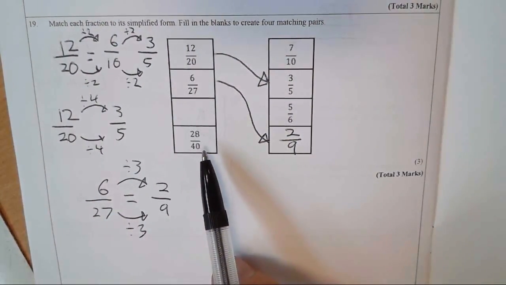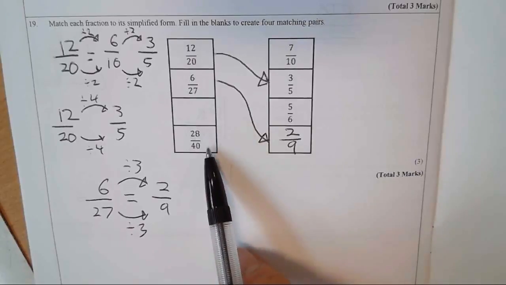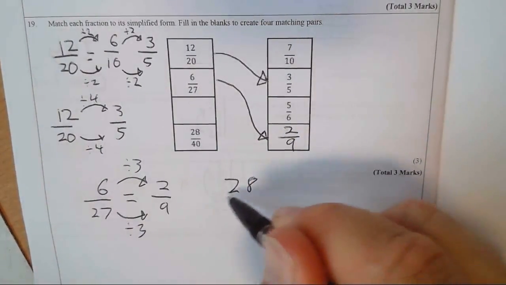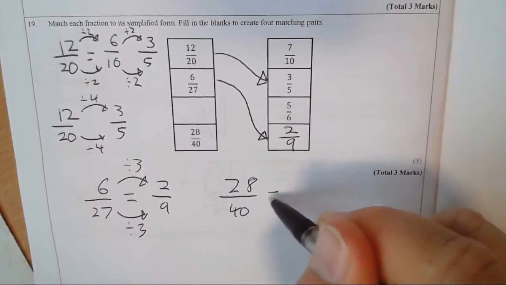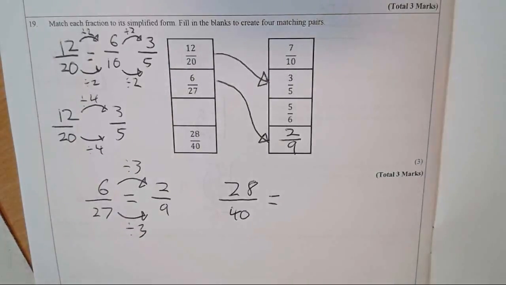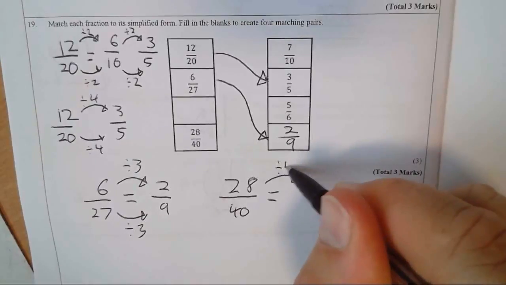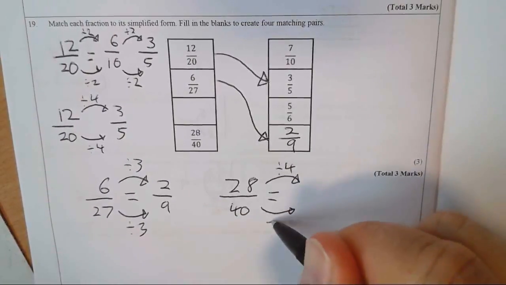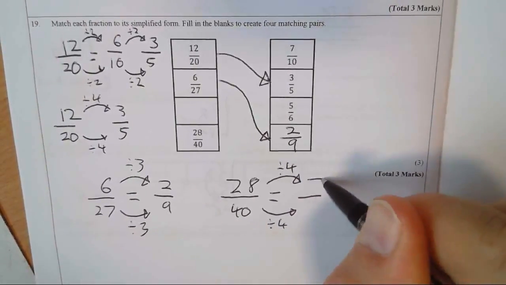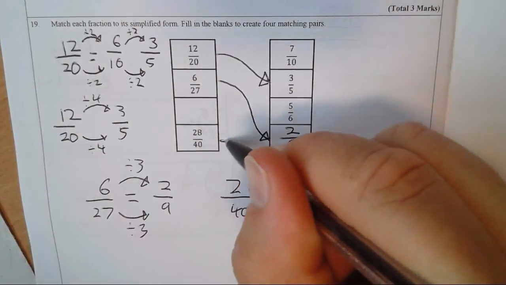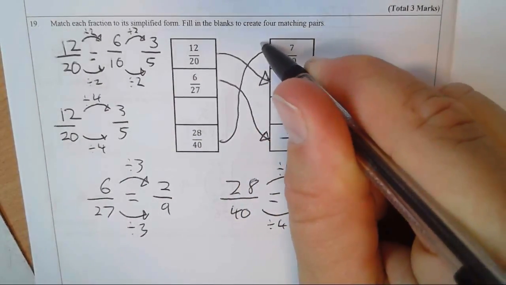Now I'm going to do this one. I've not got a space there, so I'm going to do this one. 28 out of 40. Now, you could just halve it to start with, but I can actually spot that I can divide those both by 4 because they're both in the 4 times table. So divide both by 4, and that gives me 7 out of 10, and it matches to there.